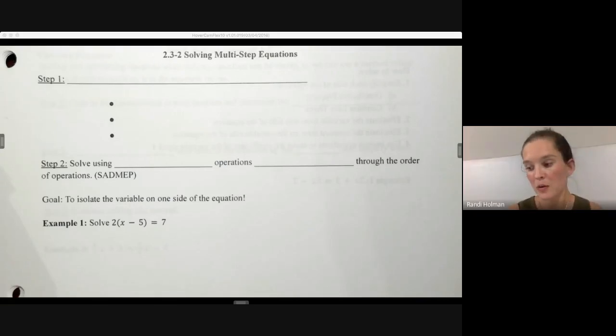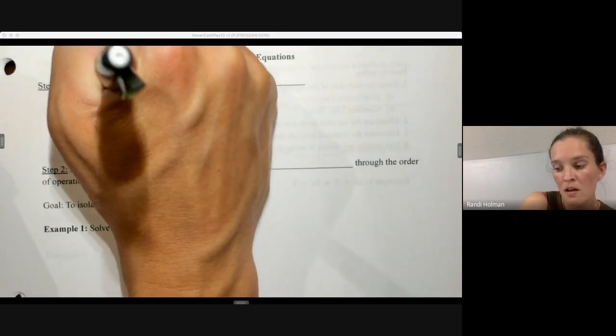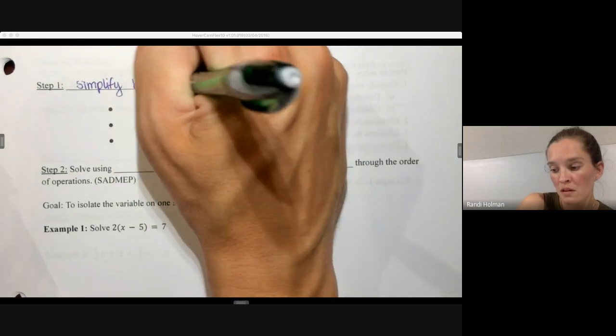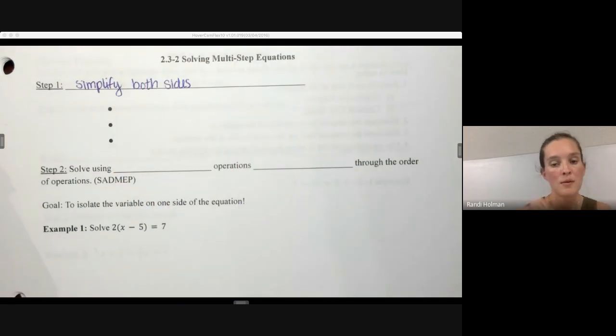Welcome. In this video, we're going to be looking at solving multi-step equations. So when we're doing that, our very first step is going to be to simplify both sides of the equation. So really what we're doing there is we're looking at each side as its individual expression, doing whatever we can on that side of the equation before we look at trying to actually solve.